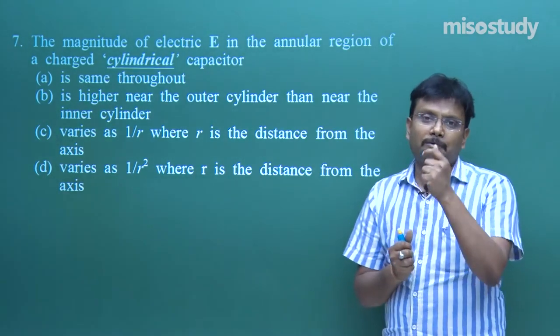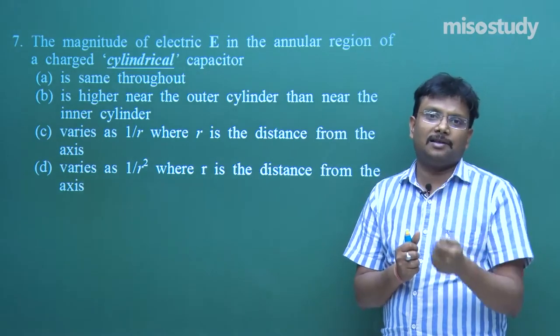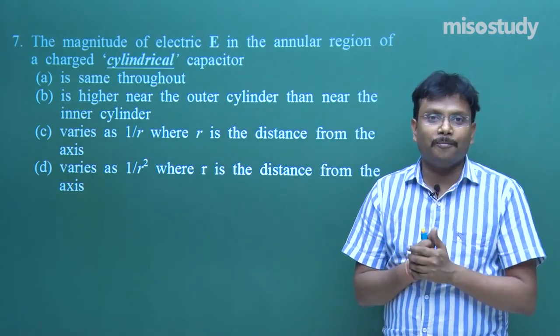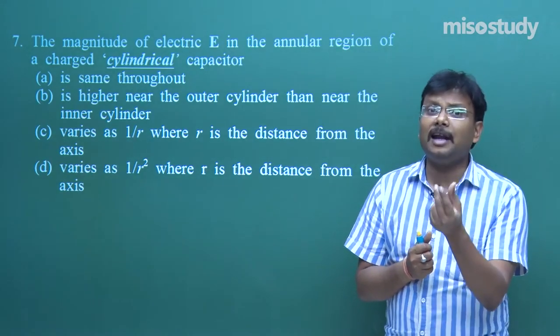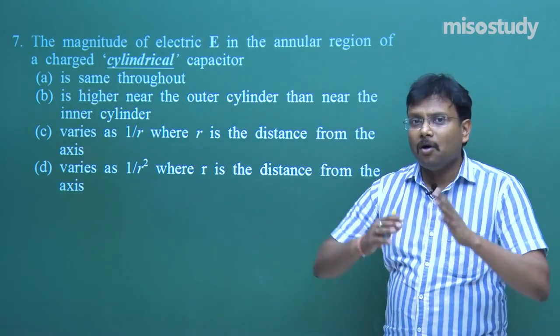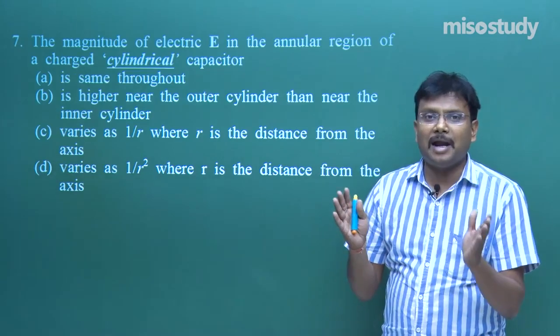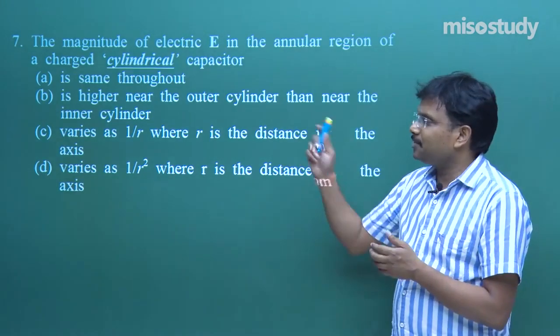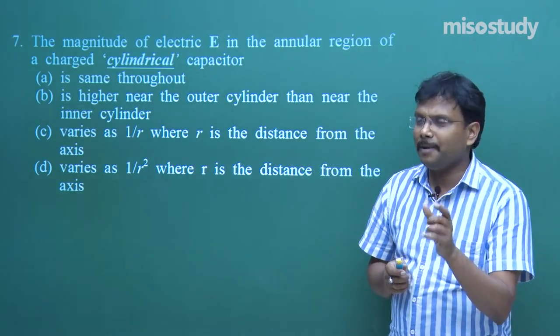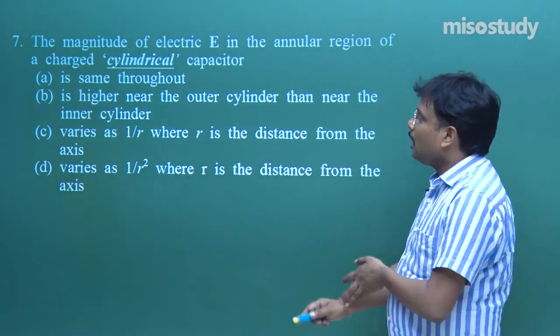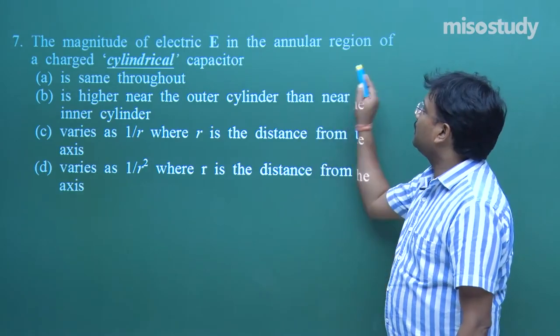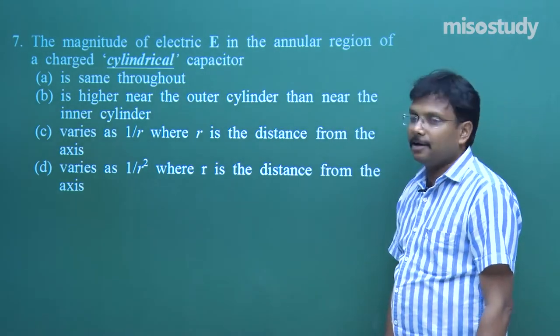Say for example, one electrician is opening a ceiling fan that is attached in your school or in your home, and then just out of curiosity you take a look at the capacitor and it is cylindrical or of another shape, not exactly a parallel plate. Then you may think, is it like that I am studying only half of the topic? So I thought just put this question over here. Now, magnitude of electric field in the annular region of a charged cylindrical capacitor.